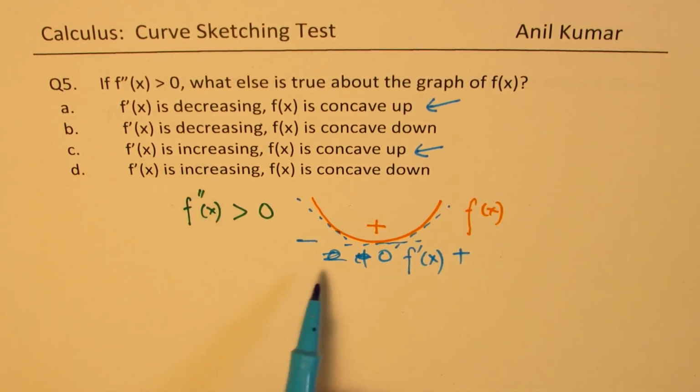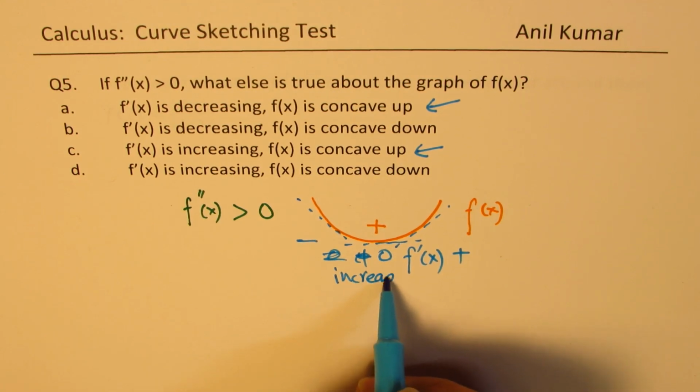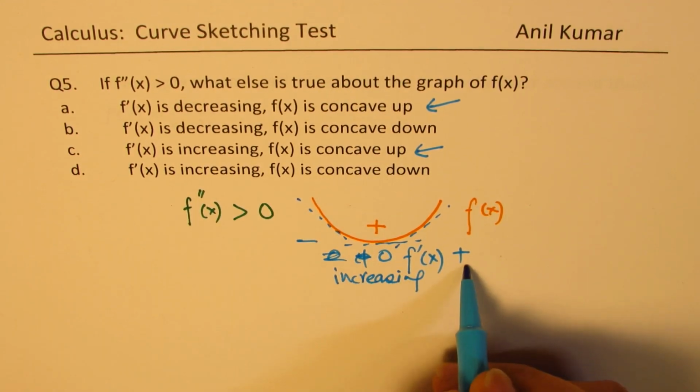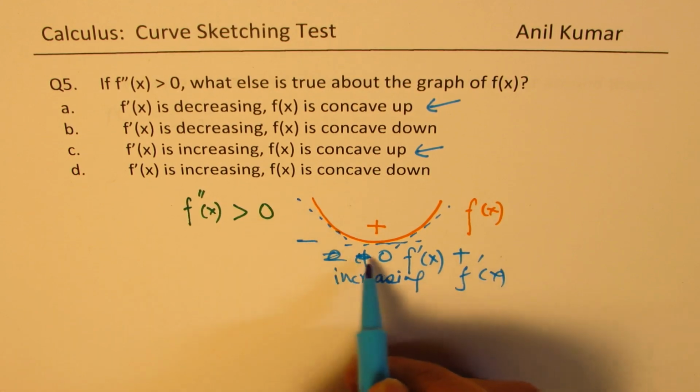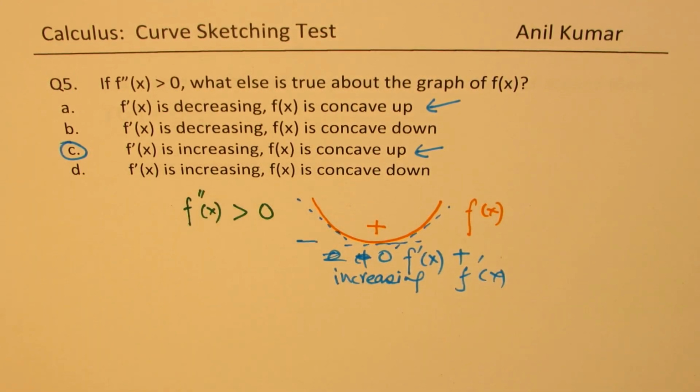Second, the first derivative we saw is increasing. Increasing first derivative. It goes from negative to 0 to positive, and therefore option C is the right option. Is that clear to you? Correct? So that is how you're going to answer these multiple choice questions.